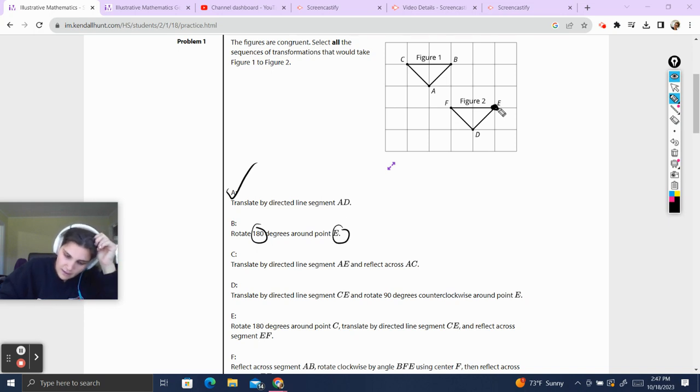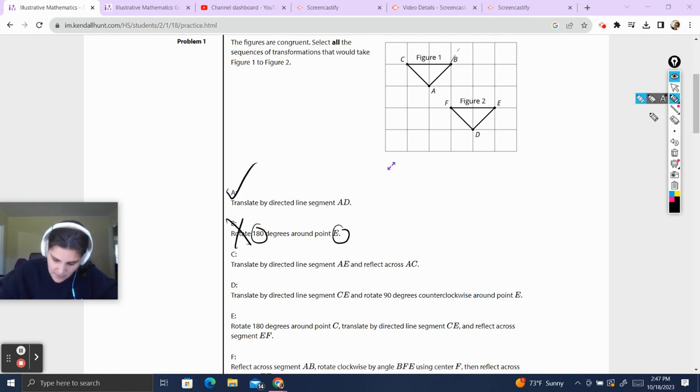Well, if we're rotating figure 1 around point E 180 degrees, we're going to bring it all the way around, which means B is going to get dragged all the way here. And we're going to end up with something like this. That does not bring figure 1 onto figure 2. So we cross it out immediately and go on to the next one.